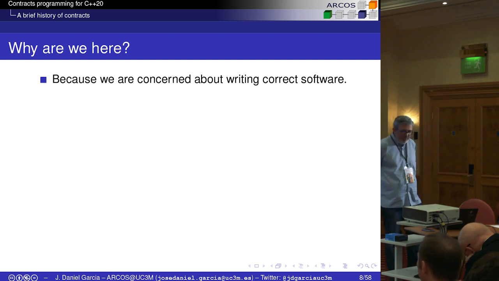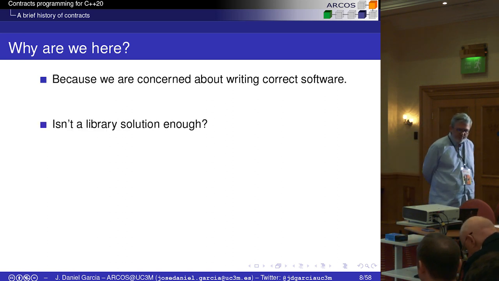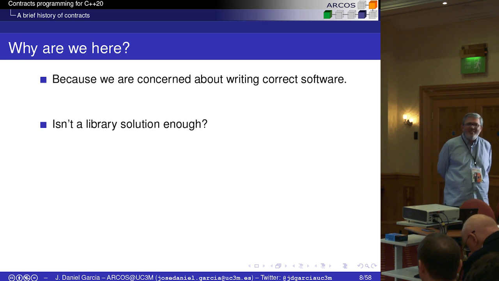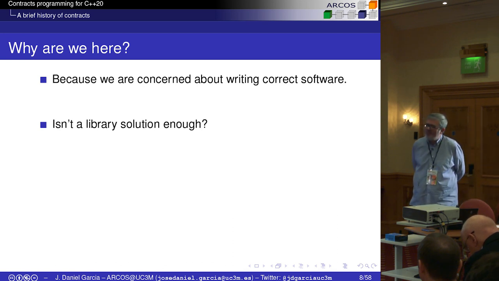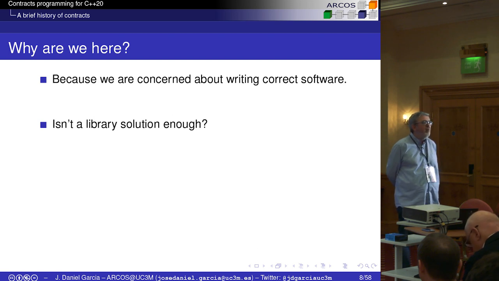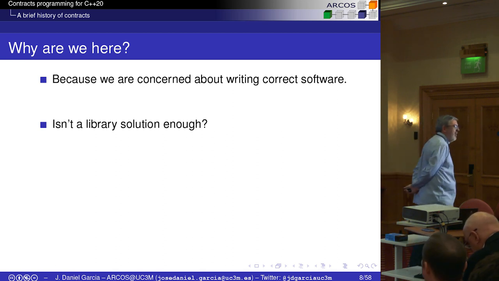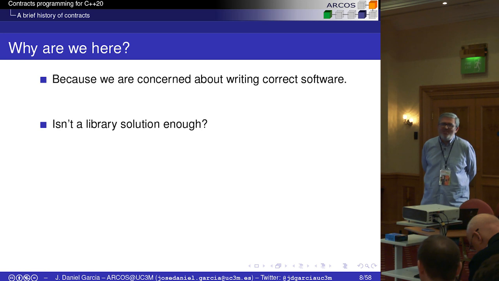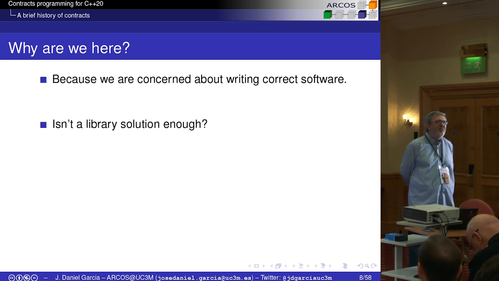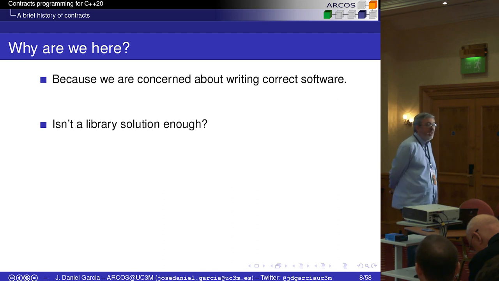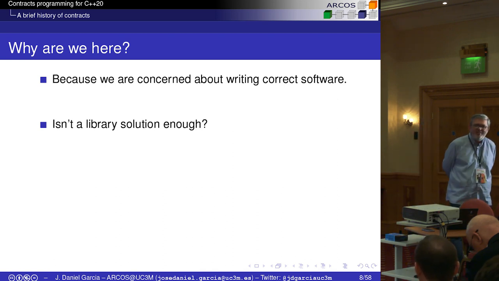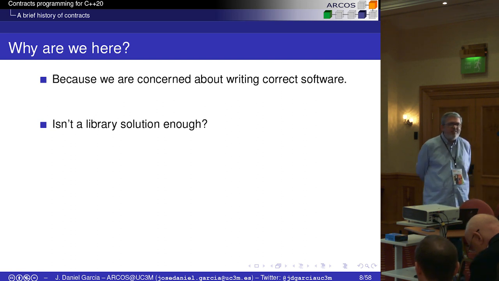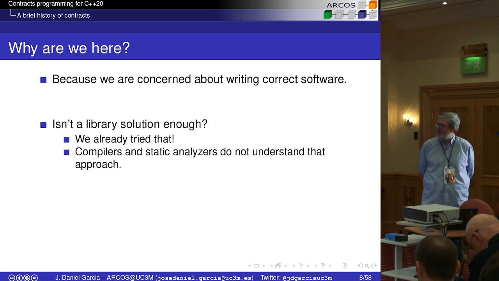So why are we here? Because we are concerned about writing correct software. And for doing that, isn't a library solution enough? Well, there have been a number of library solutions around for a long time. The very first one for C and C++ is the assert macro. And you write your assertions. Well, not so useful. I mean, you can write your assertions, and if something bad happens, you will get notified that something bad happened, but you cannot do that much.